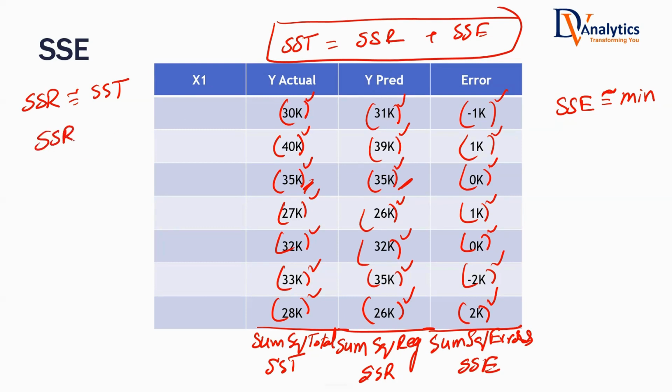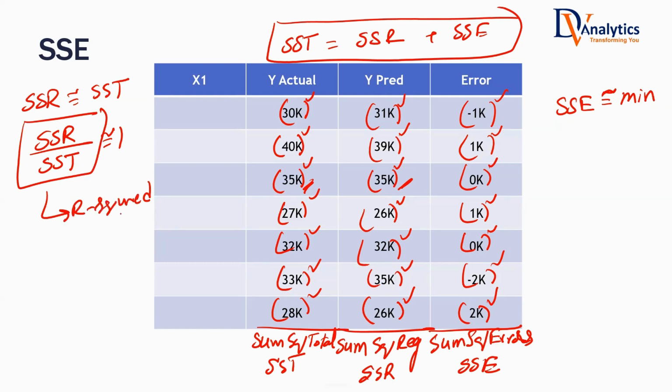What should be SSR divided by SST value? It should be near to 1. If SSR should be equal to SST, SSR by SST should be near to 1. This SSR by SST is named as R squared. And for a good model, what should be that R squared value? That should be near to 1.